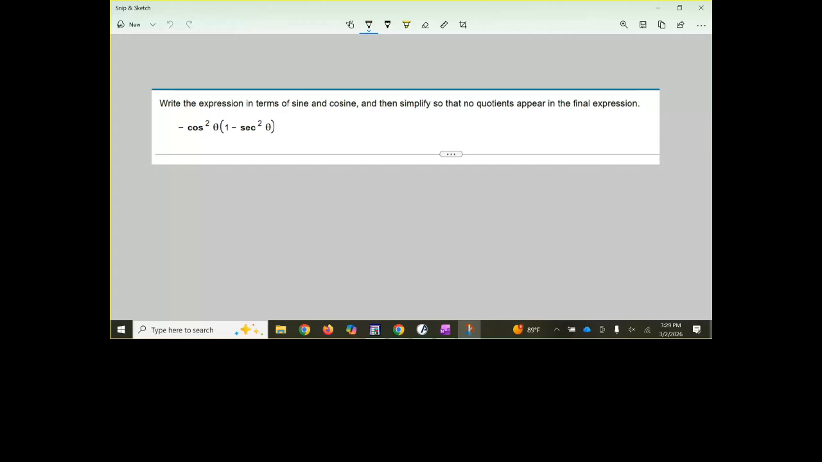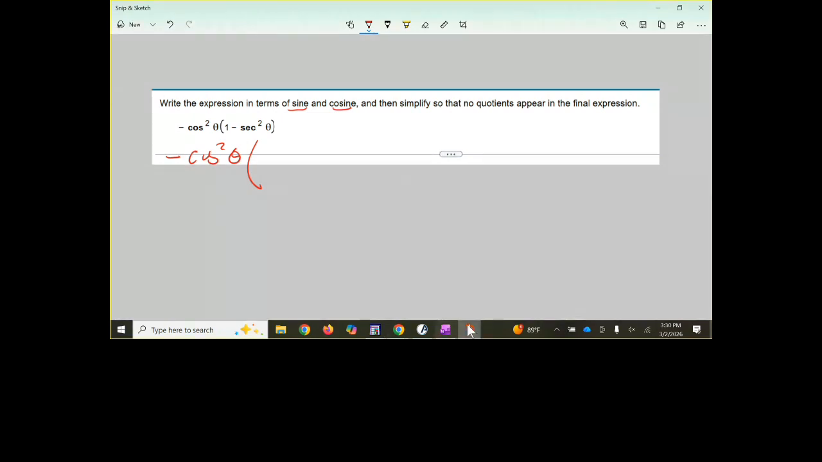Write the expression in terms of sine and cosine, and simplify so that no quotients appear in the final expression. The first thing I'm going to do is write everything in terms of sine and cosine. If we already have sines and cosines, I'm not really going to do much with them right now. But if I have something other than sines and cosines, I want to see if we can fix those things. Let's try this. Negative cosine squared theta, okay?